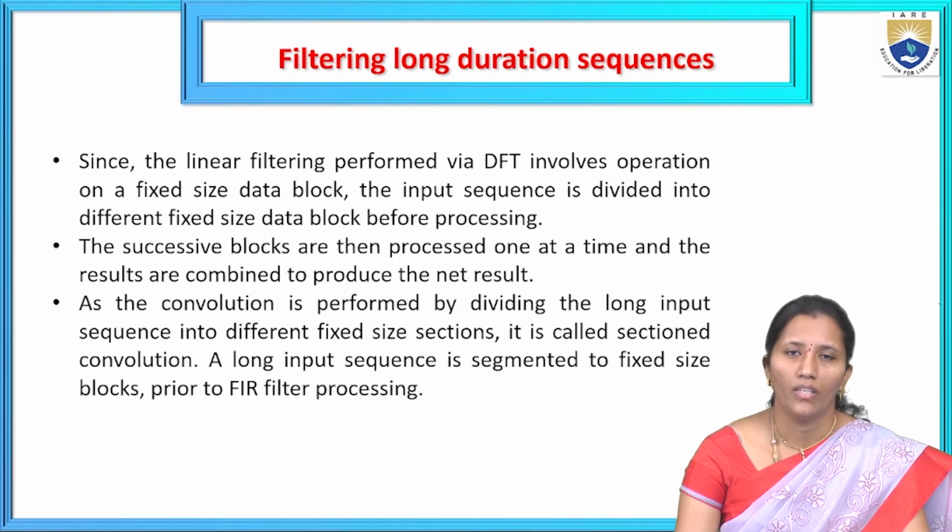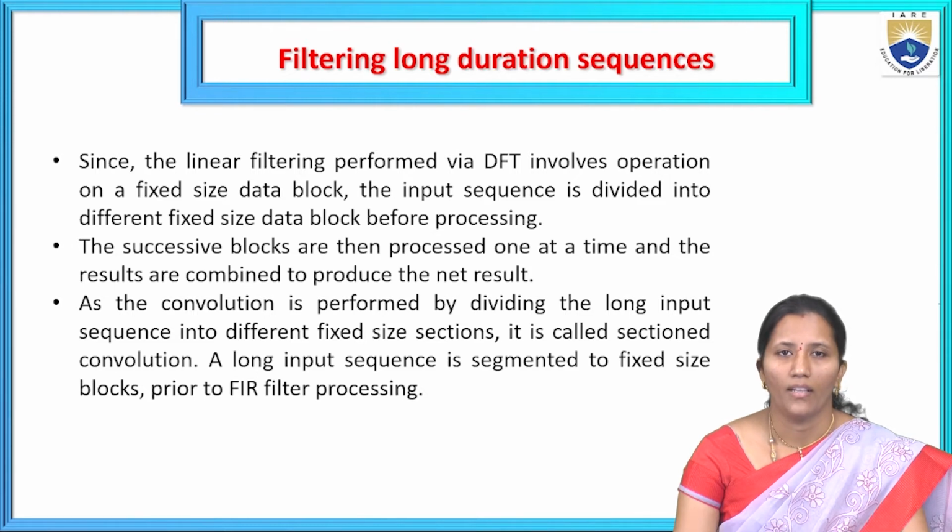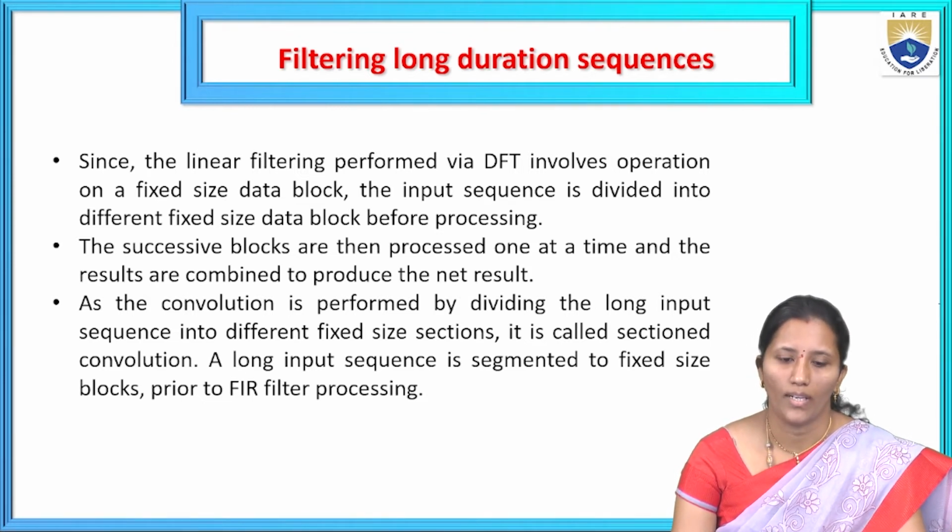So we have to segment the long duration input x of n into blocks, and convolve each block with the impulse response h of n, and at the end we have to add these individual output responses of the segmented blocks. For that we have two methods, the overlap save method and the overlap add method.